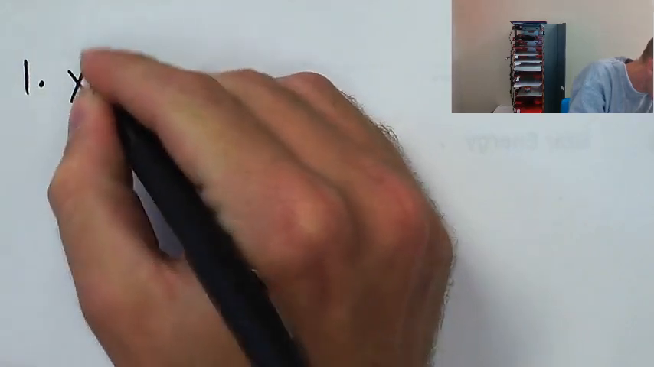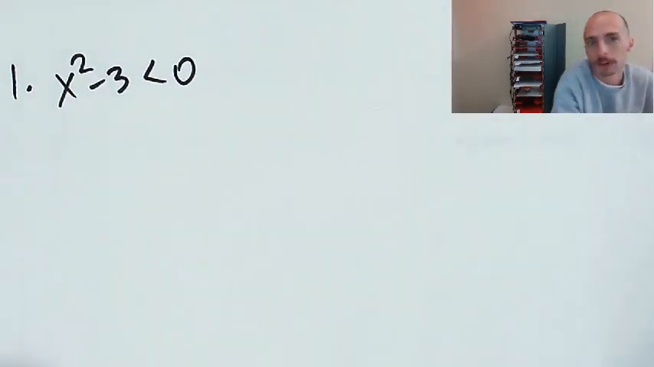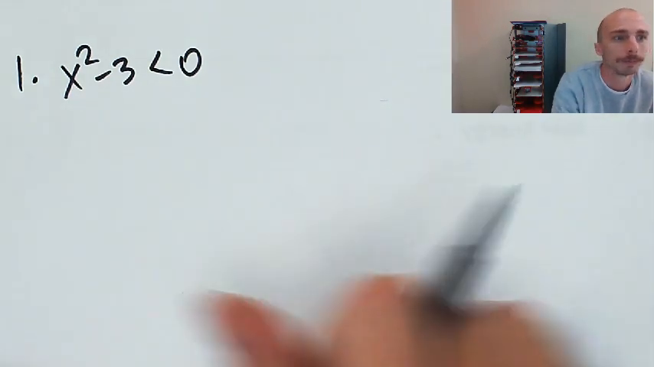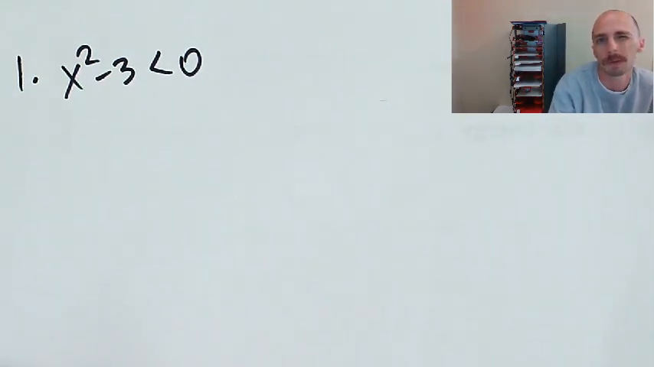Okay, the first one is x squared minus 3 is less than 0. Remember that we're always going to start by setting these things to 0. I guess not equal to 0 because they're inequalities, but we're going to start with that. This one's already done that for us. Then we see whether we can factor it. It's not a difference of 2 squares, so I'm probably not going to do that.